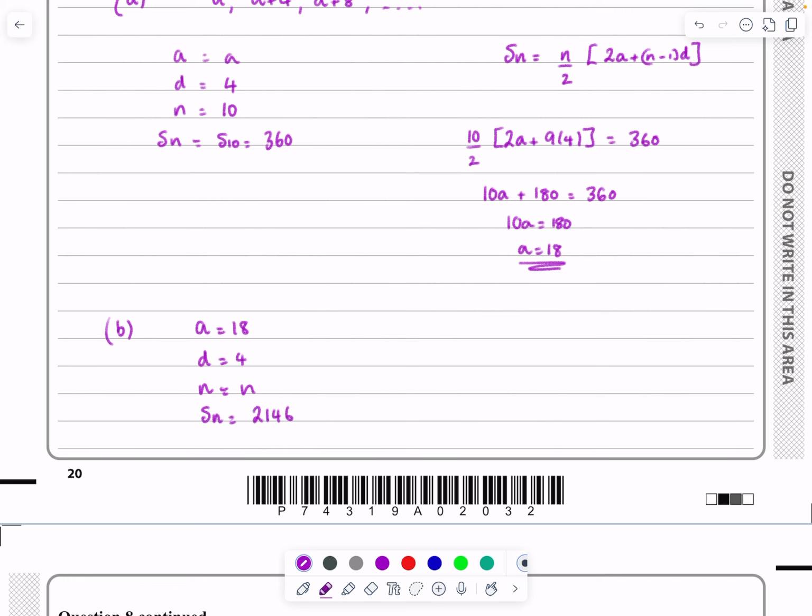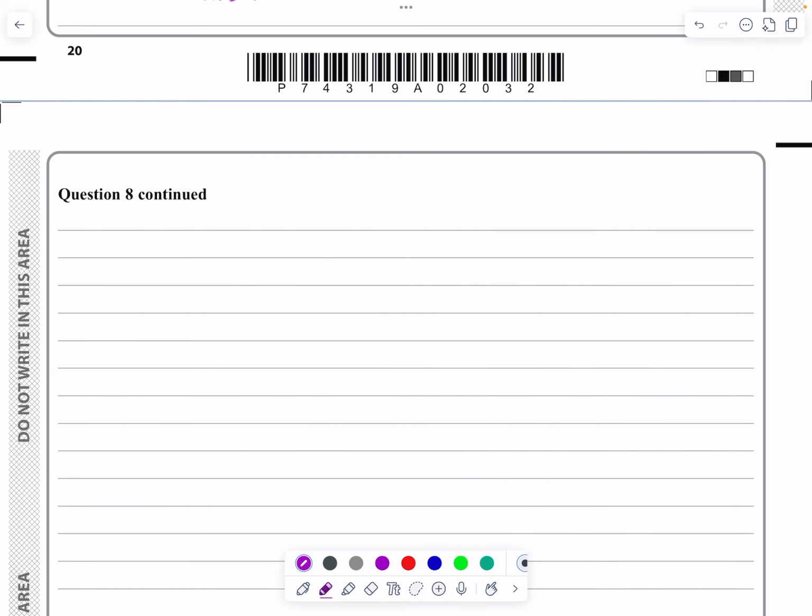So again, I'm going to be using that formula, n over 2, 2a plus n minus 1 d. But this time we know that's going to be equal to 2146. And let's do this down here. So I've got n over 2, 2a, that's 36. n minus 1 d is n minus 1 times 4. I'm going to write that as 4n minus 4. I'm just going to tidy that and make that a little bit neater. That's all equal to 2146. And now we just need to work through this. So if I've got that, I've got n over 2, 36 plus 4n minus 4.